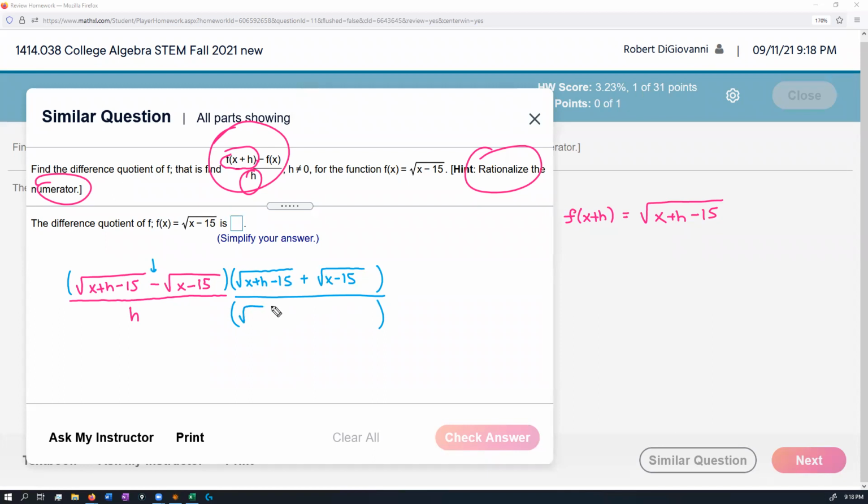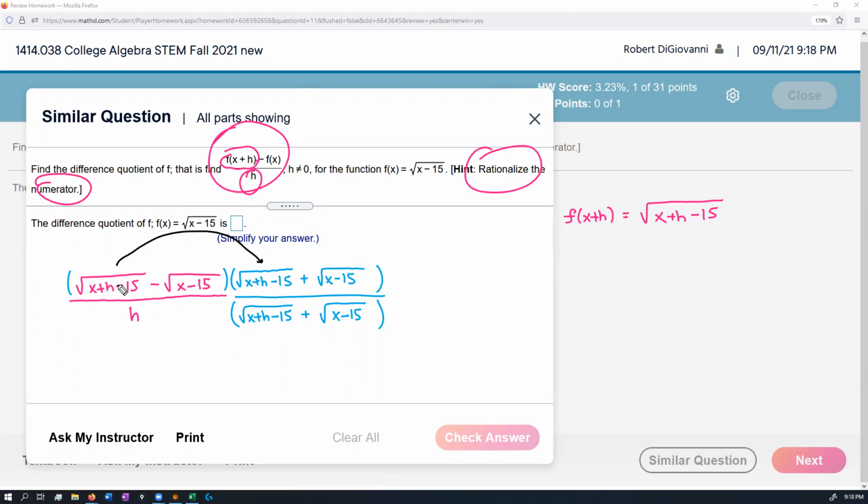And whatever we do to the top, we have to do to the bottom. Now, you may be asking yourself, why are we doing this? You'll see here in a moment why this works. So now that we've got this, we can multiply this out. We can do this times this.